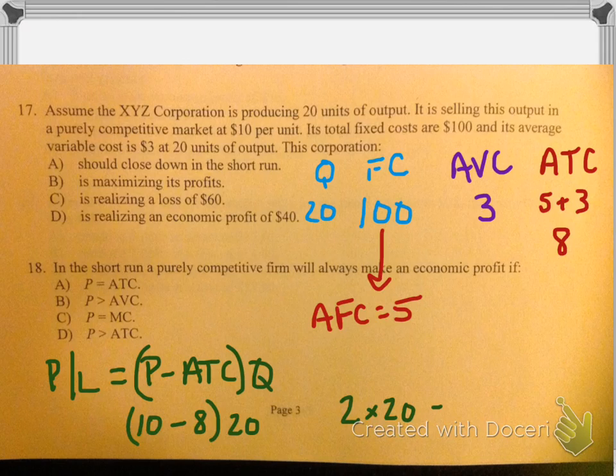I can then figure out my profit or loss for this problem by taking my price of $10 minus my average total cost of $8 and then multiplying it by the quantity, which is 20. So when I do that, I get a per unit profit of $2 times 20 units, which gives me a profit of $40.